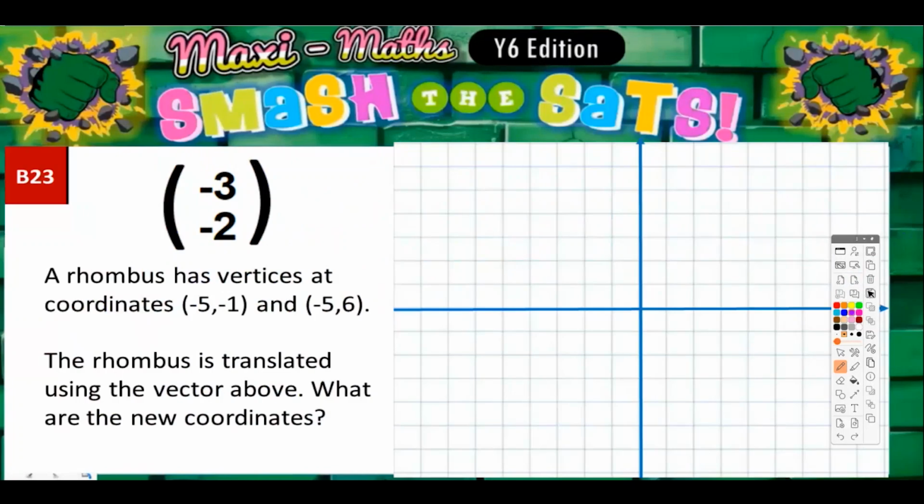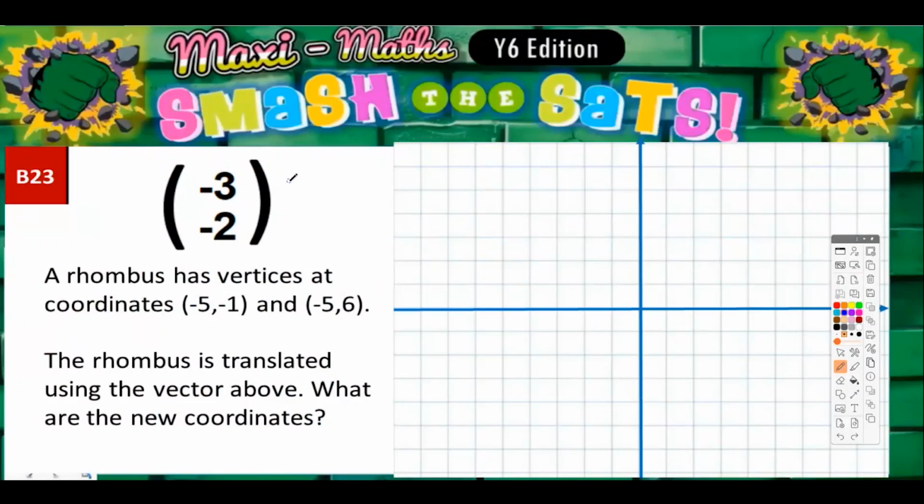Question 23. A rhombus has vertices at coordinates -5, -1, and -5, 6. The rhombus is translated using the vector above. What are the new coordinates? Now, you can do this either with or without a diagram. So I'm actually going to do both. I'm going to do it without a diagram first, would you believe?